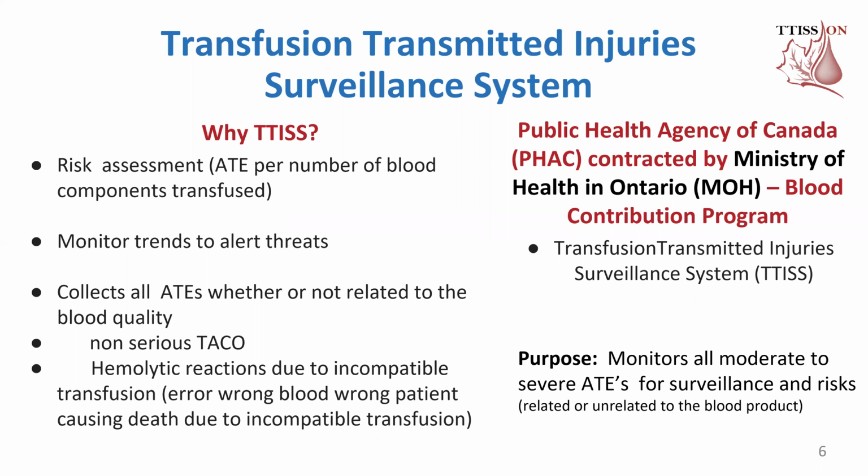We also collect adverse transfusion reactions, whether or not they're related to the blood quality. So non-serious TACO cases that are due to circulatory overload are not mandatory reported to Canadian Blood Services. However, we need to also keep track of those, as well as hemolytic reactions due to an incompatible transfusion, giving the wrong blood to the wrong patient. Even if it causes death, it is not reportable to Health Canada.